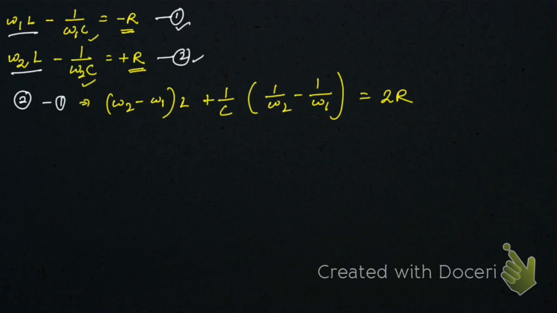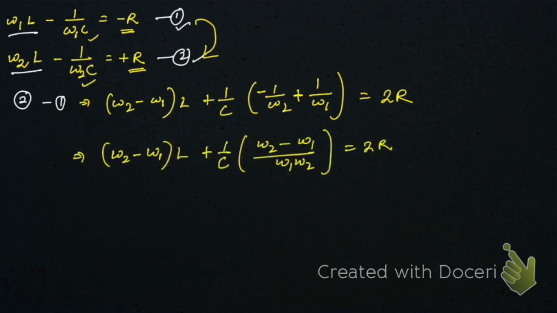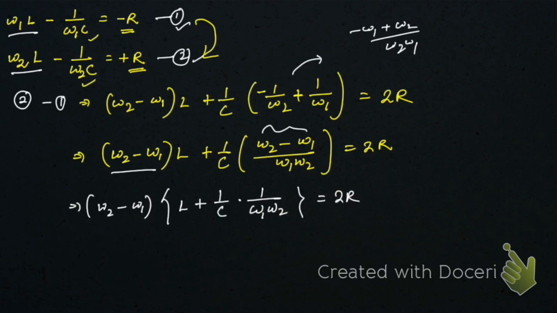Now you can see that when you subtract 1 from 2, this should be positive and this should be negative. So hope it is clear now. Here we have taken the LCM, and we have got minus omega 1 plus omega 2 by omega 2 omega 1, which can be written in this way. Very simple. So now we can take this part common, taking these two terms common, and doing so we have got this result.